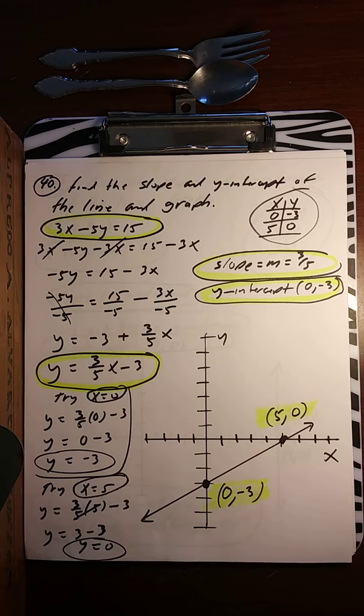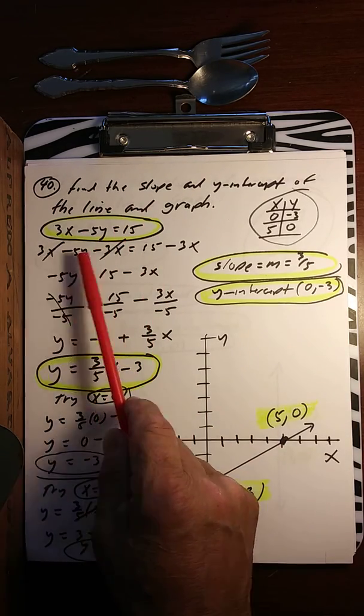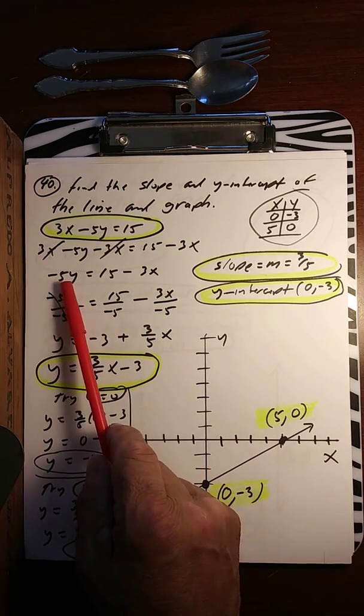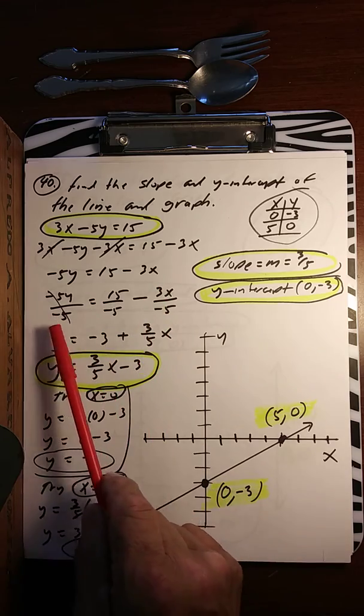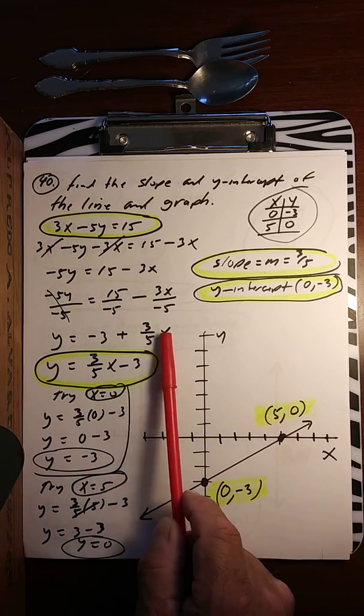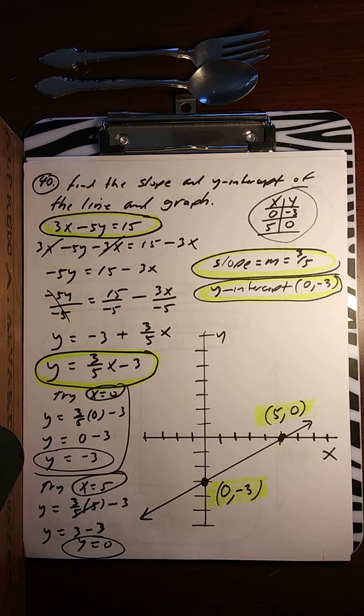Find the slope and y-intercept of the line. There it is. Rewrite it. This, solve for y. So minus 3x, minus 3x. So -5y equals this. Divide by -5, -5, -5. So now we have y equals -3 plus 3/5 x. Rewrite it: y equals 3/5 x minus 3.